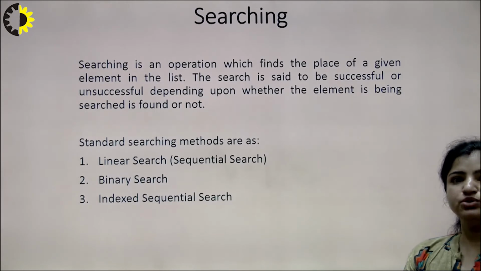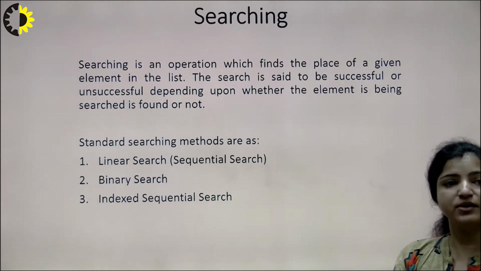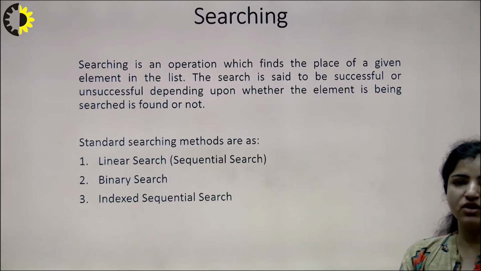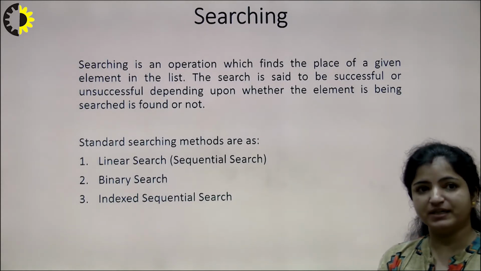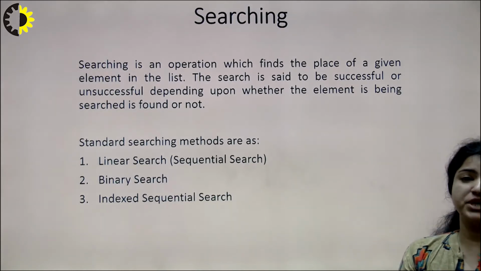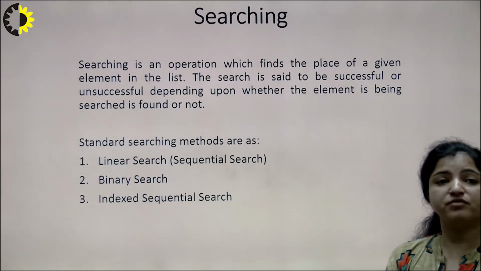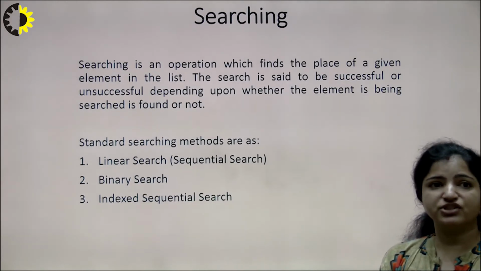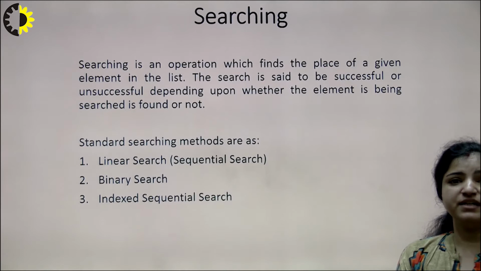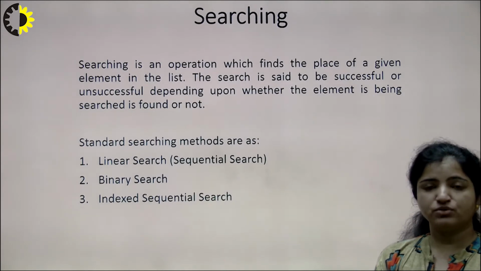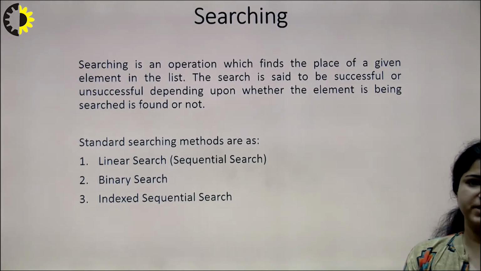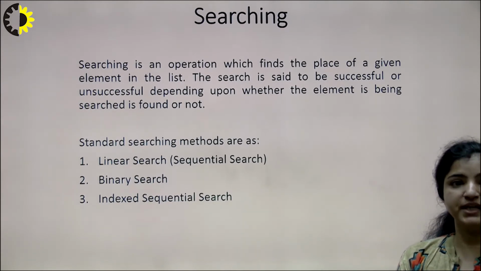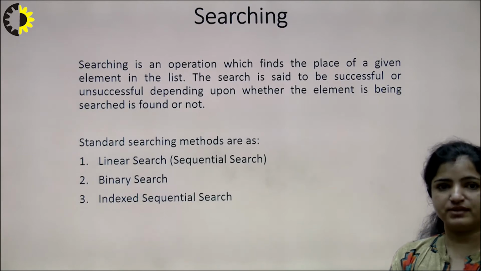So, introduction to searching. Searching here is an operation which is basically used to find the actual location of a particular element in the given list. If the location of that element is found, or we can say if that element is present in the list, then we say that search is successful, otherwise we say that search is unsuccessful. So, it depends whether the element is present in the list or not. Based on that we can say that the search is successful or unsuccessful.